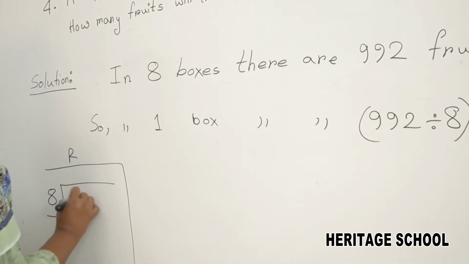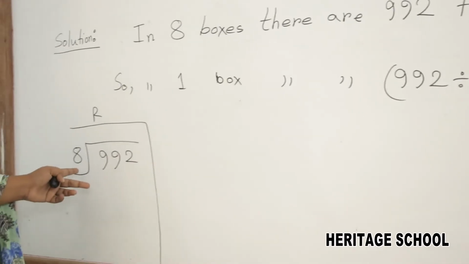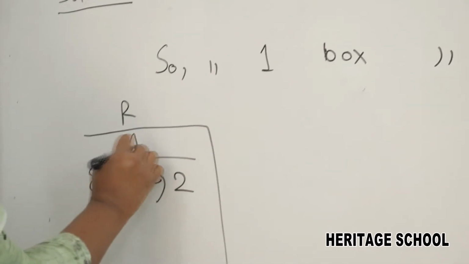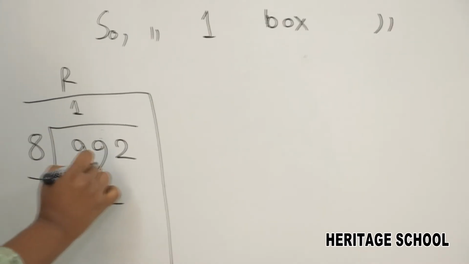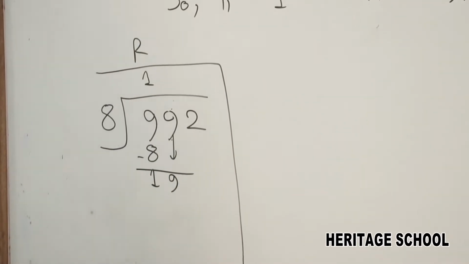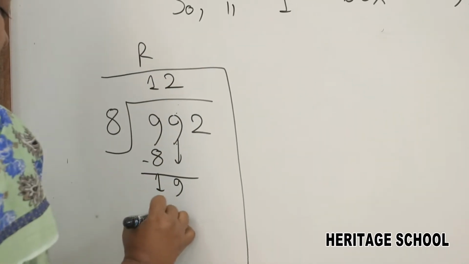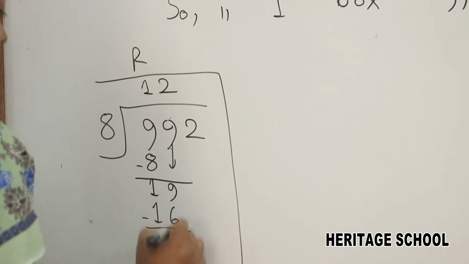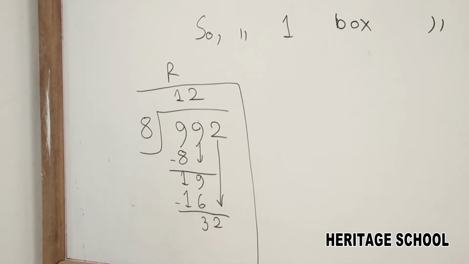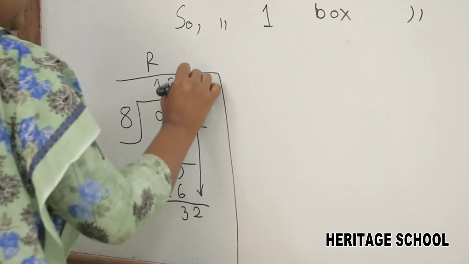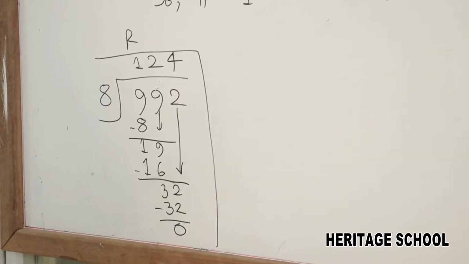8 divided into 992. Same way we will do the division. First 9 will divide by 8. It will go 1 time. 8 ones are 8. Remainder is 1. Next digit, 9 will come down. It becomes 19. How many 8s are less than 19? 8 2s are 16. 19 minus 16 leaves 3. Next digit is 2. So it becomes 32. 8 4s are 32. So remainder is 0. My quotient will be my answer.